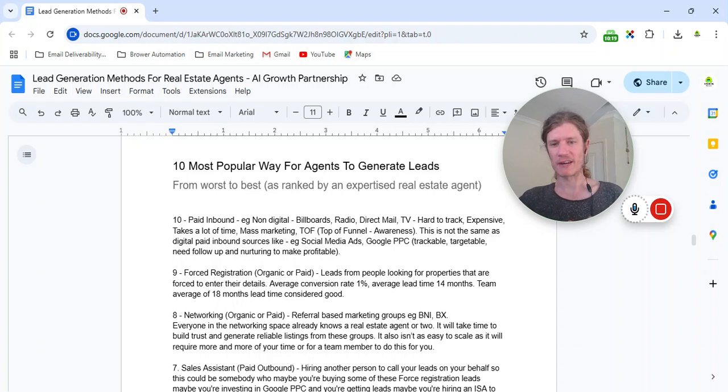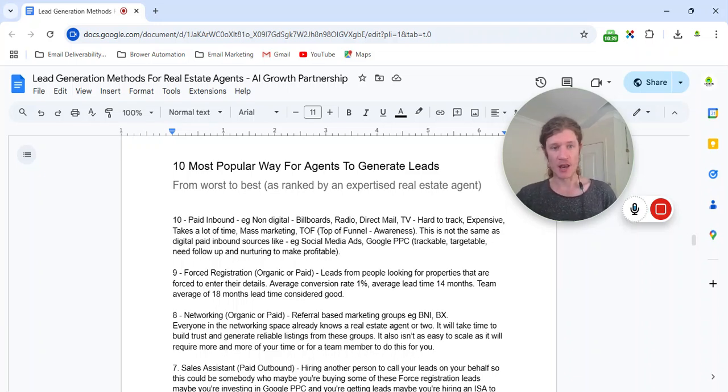So I just want to clarify that this is not the same as using a digital paid inbound source, like social media ads, for example, or Google pay per click, because those methods are trackable, targetable, but you do need good following up and nurturing to make them profitable.